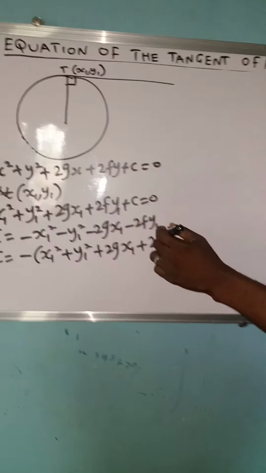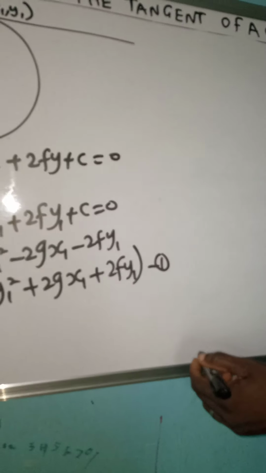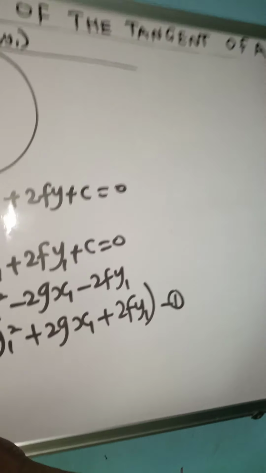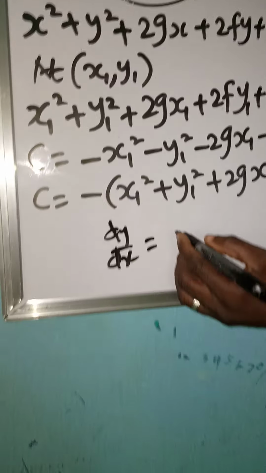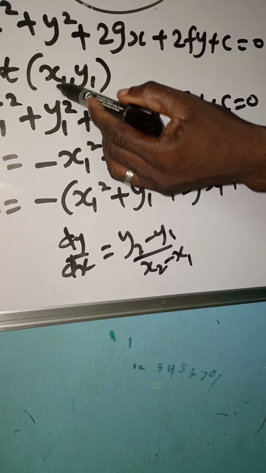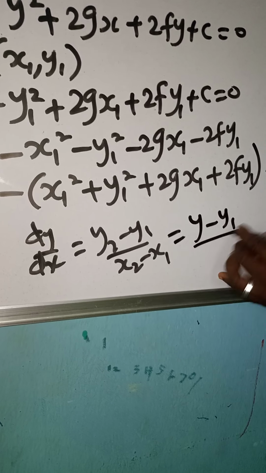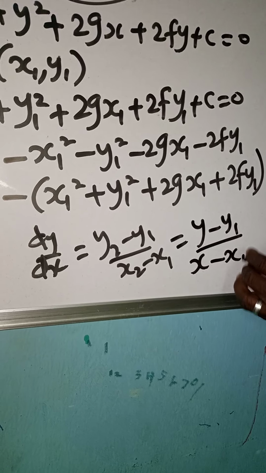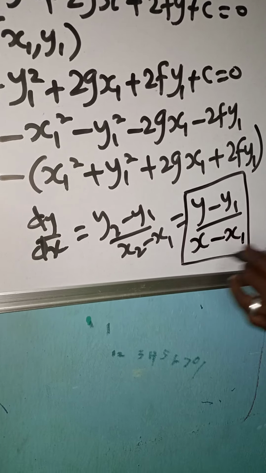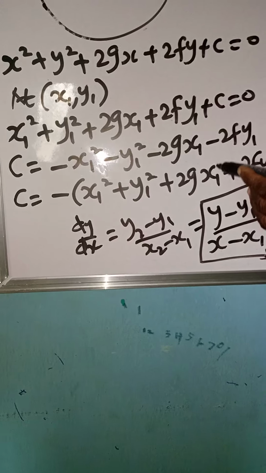The next thing I want to do is get the gradient at this point. And the gradient is what I call dy/dx. So I'm going to differentiate. Now you have dy/dx as your gradient. dy/dx is also (y2 - y1)/(x2 - x1). So since we have that the point is (x1, y1), I'll take my gradient as (y - y1)/(x - x1). This is what I'm going to use for the gradient. But initially, I need to find the dy/dx from the equation of your circle.